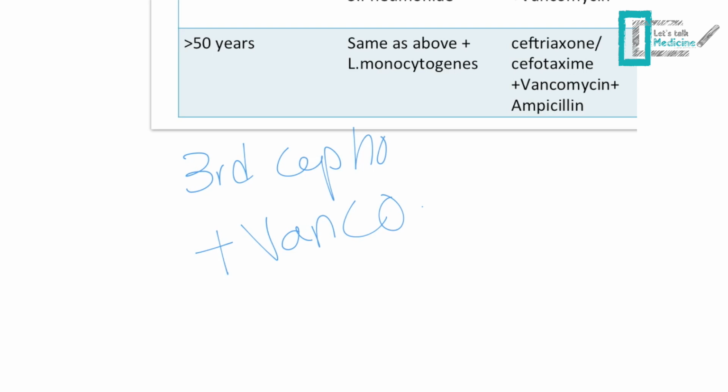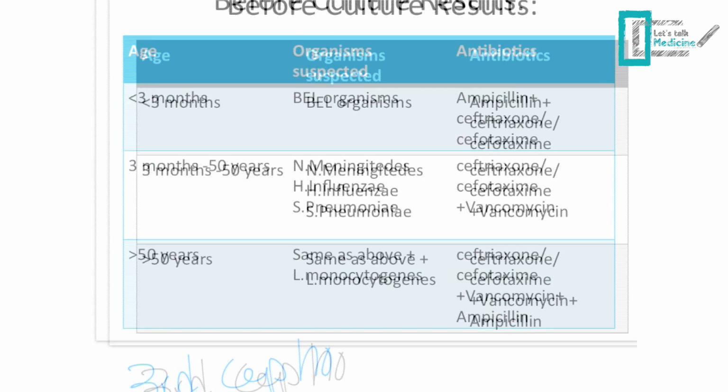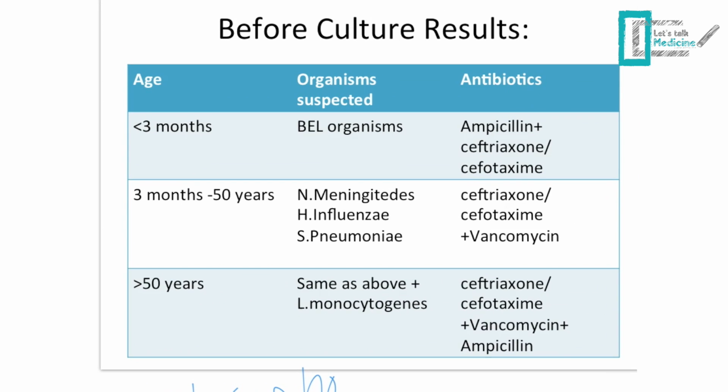You can also add ampicillin if you suspect the presence or the infection of Listeria monocytogenes, okay? So this is the general rule for empirical antibiotics. Going back to the table, this table is showing you the empirical antibiotic according to the age group. So let's start with the 3-month-old, for example, the neonates and infants.